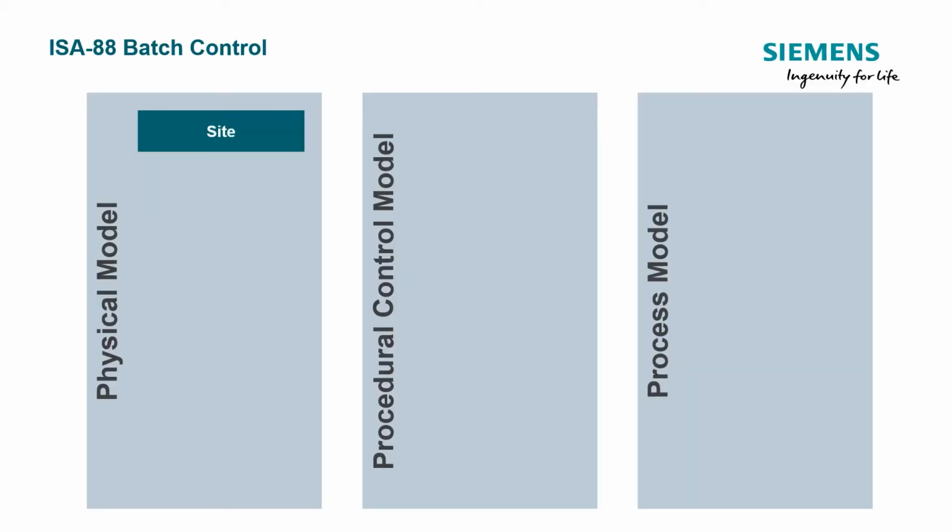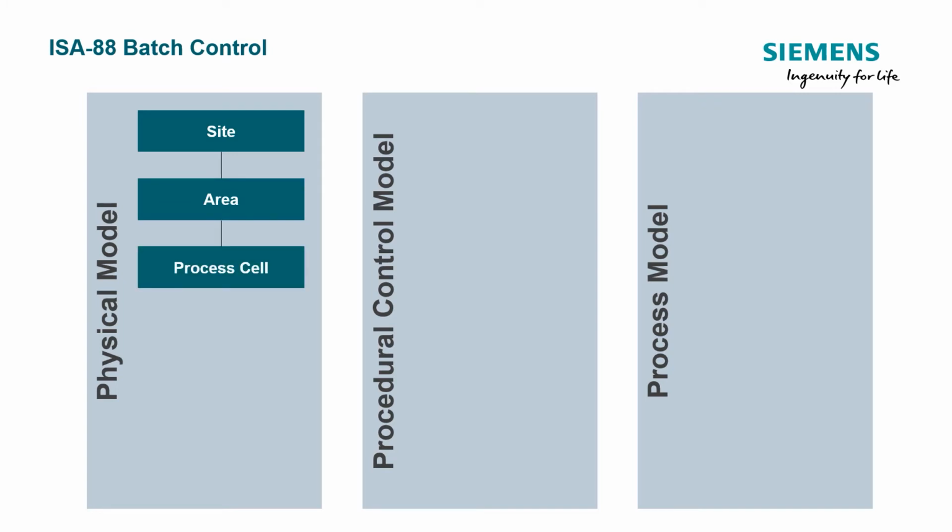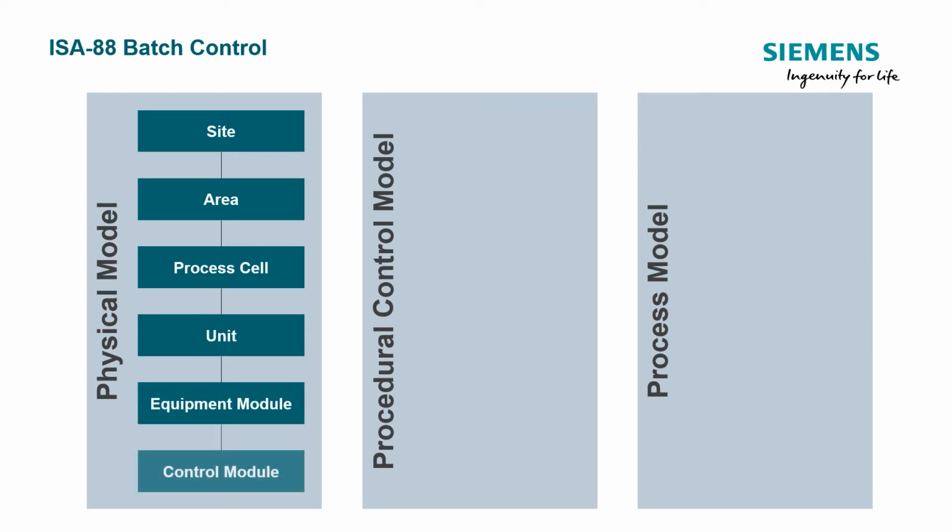A plant can be divided into different plant complexes called areas. These consist of process cells. A process cell contains several subcells, the so-called units. A unit consists of equipment and control modules. In a real plant, we understand valves, pumps, and engines as control modules. Equipment modules are more complex and can represent an entire tank, for example.